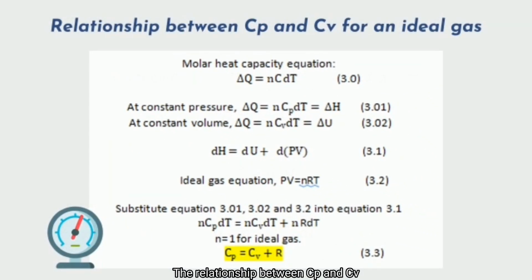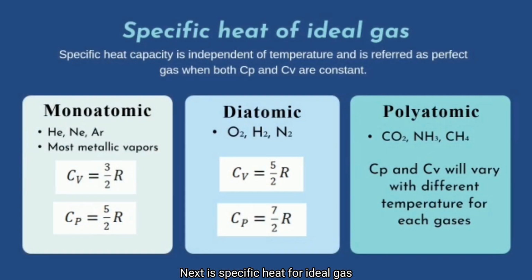The relationship between Cp and Cv for an ideal gas can be derived by using ideal gas equation and first law of thermodynamic equation. After derivation, we obtain the equation of Cp equals Cv plus R. Next is specific heat for ideal gas. For ideal gas, specific heat capacity is independent of temperature. Monoatomic, diatomic and polyatomic gas have different specific heat capacity.